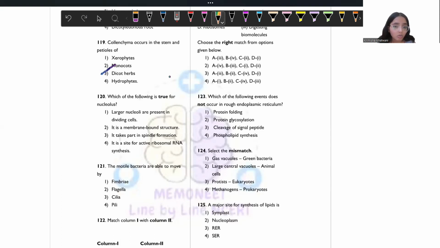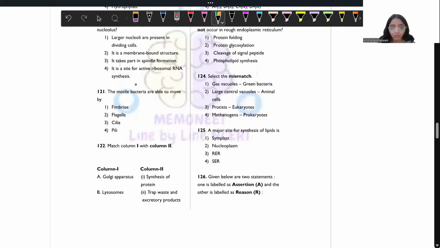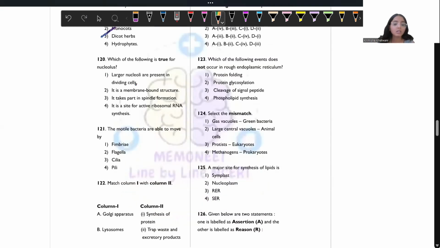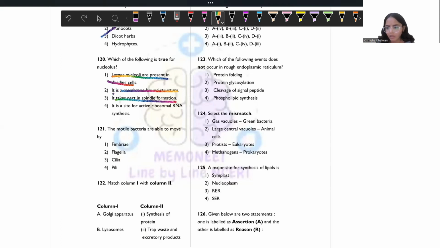Let us see next question 120. Which of the following is true for nucleolus? Large nucleoli present in dividing cells. It is membrane-bound structure. It is not a membrane-bound structure. For God's sake, this is a wrong statement. Takes part in spindle formation. Wrong statement. Large nucleoli are present in dividing cells. Large nucleoli can be present anywhere. It is site for synthesis of active rRNA. Yes, this is the correct option. So answer to question 120 is option number 4.